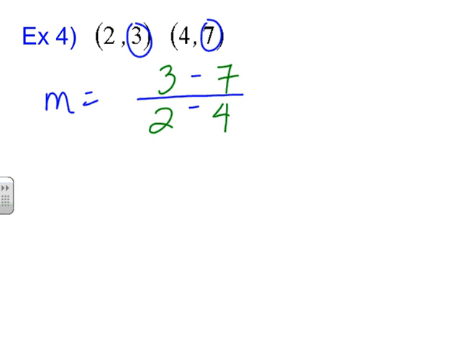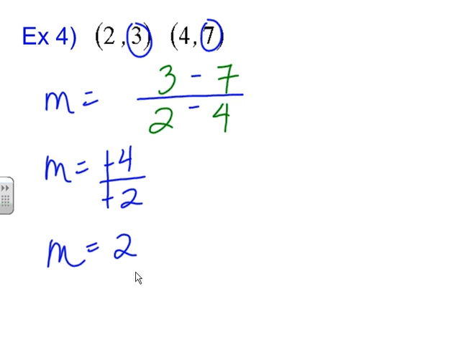I'm going to simplify this. 3 minus 7 is negative 4. 2 minus 4 is negative 2. A negative divided by a negative is a positive. And 4 divided by 2 is 2. So I'm able to simplify this down. So far I have a slope.